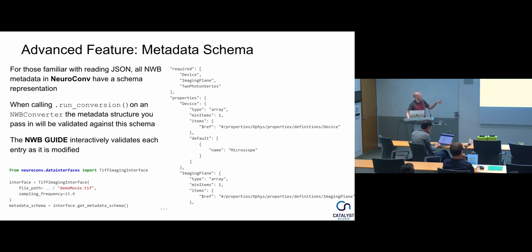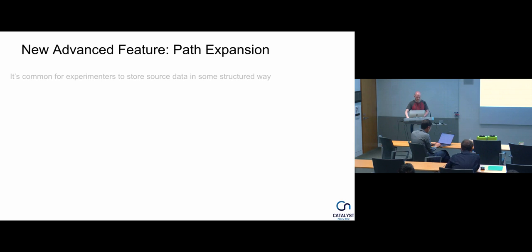So you can fetch this via the .get_metadata_schema method called on any interface or converter, and it will give you a very large object. I've cut this off pretty early, actually. But at the top, you can see the dictionary structure requires a device, an imaging plane, and some information about the two photon series. It tells you what a device is. A device is an array of defined devices, which have some fields that are in the dot, dot, dot here, like name, description, and manufacturer of the device. So you can spend a lot of time reading through that schema if you're comfortable with that, and it'll tell you everything that you can possibly specify and how you would specify it.